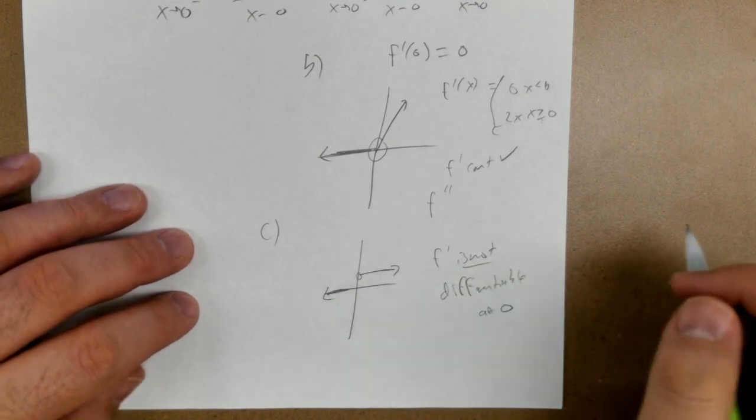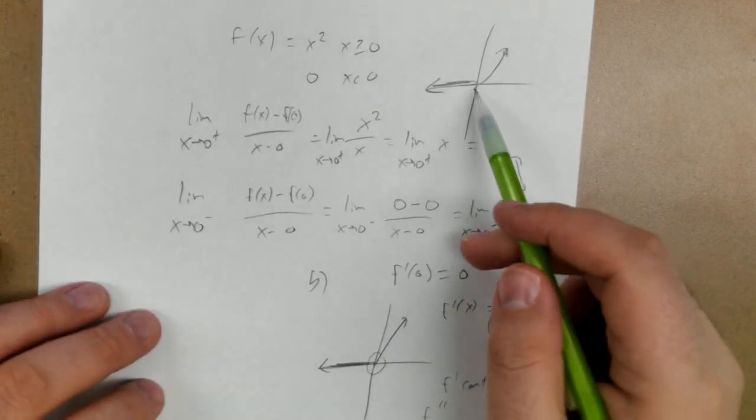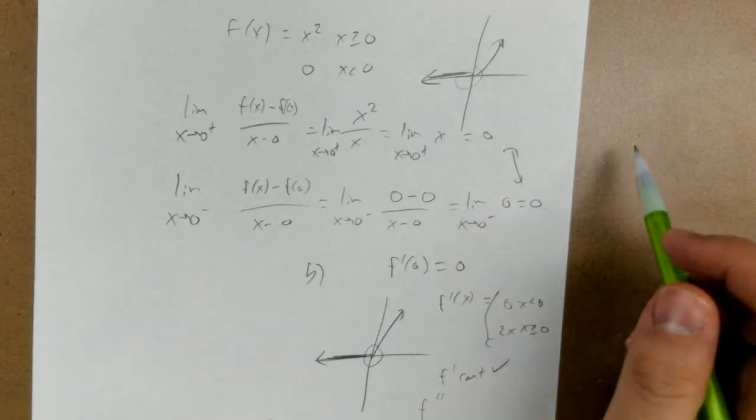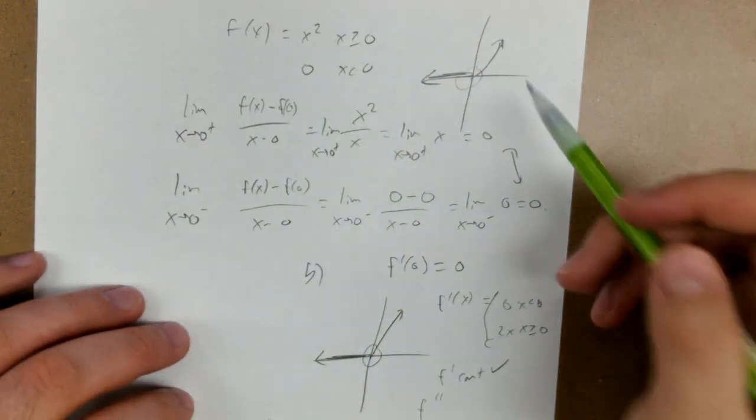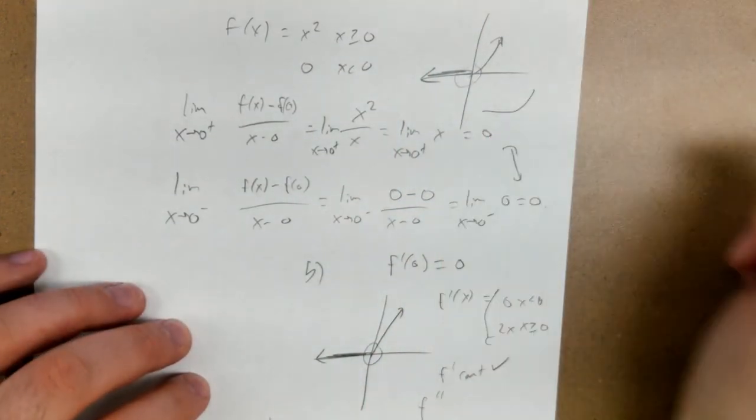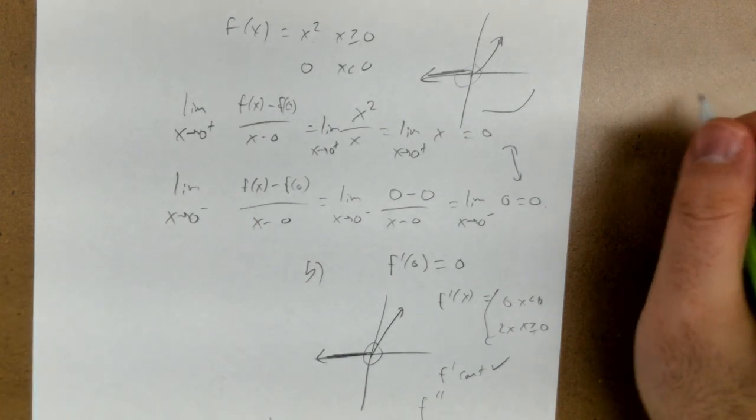So f prime is not differentiable at 0 for C. And that means that this has no concavity, or no logical way to describe concavity there, which makes sense, because it's not a cup either way. It's just kind of straight, then it bends, and that's not what we do for concavity. All right, so that's number 9.